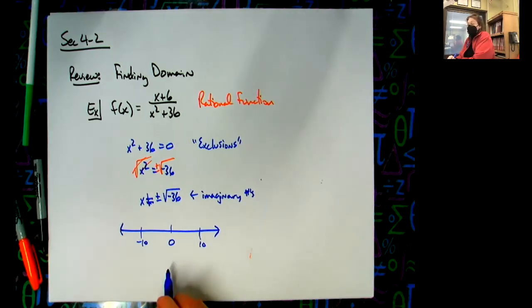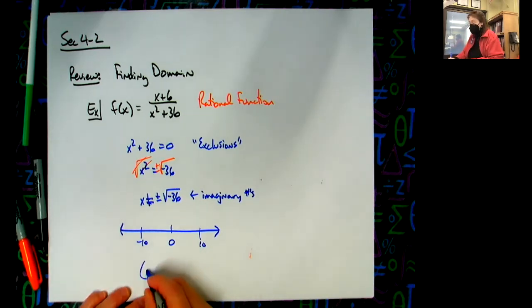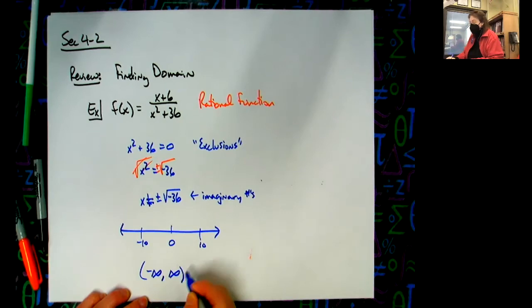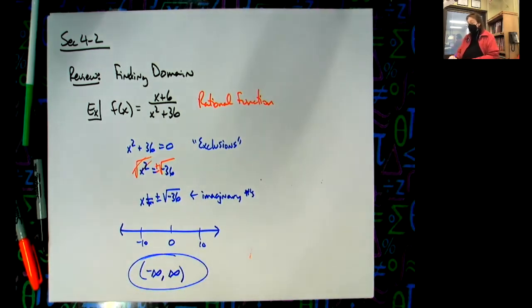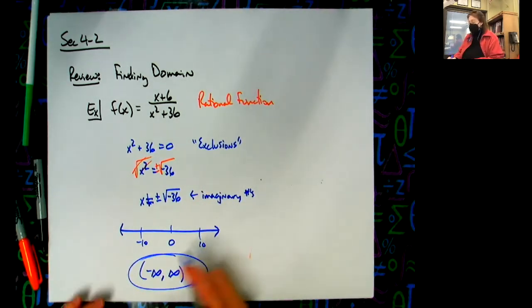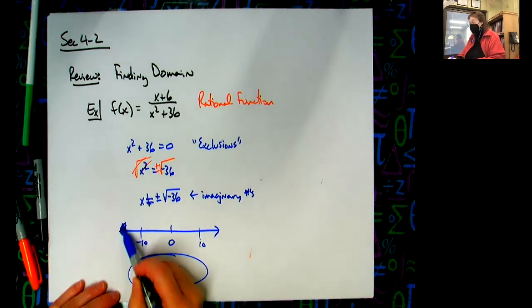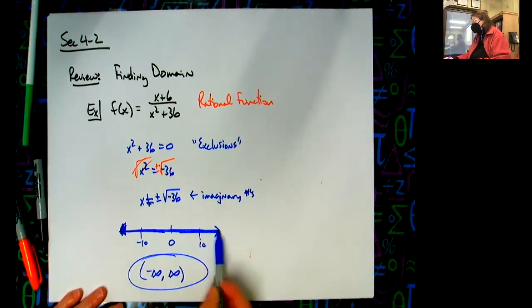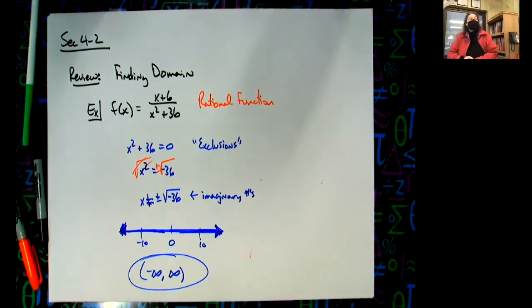So then what is the domain? All real numbers. So negative infinity to positive infinity, because there are no exclusions. There's nothing to exclude. So in other words, if I was shading, I would shade that entire number line because nothing is excluded.